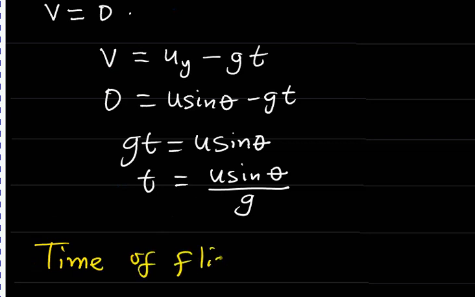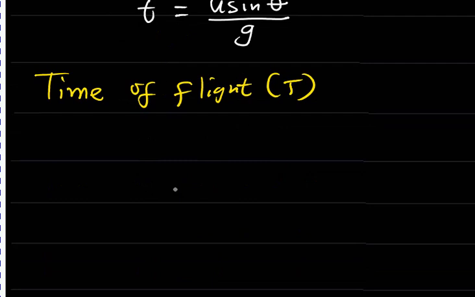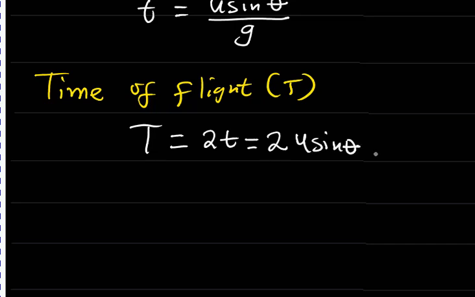Okay, so which we already know is capital letter T, time of flight. So we know that the time of flight is always 2 times the time to reach the maximum height. That is 2 small letter t. So small letter t is u sine theta all over g. So the time of flight is going to be 2u sine theta all over g. So that is the derivation for the time of flight of a projectile. So please take note of that.